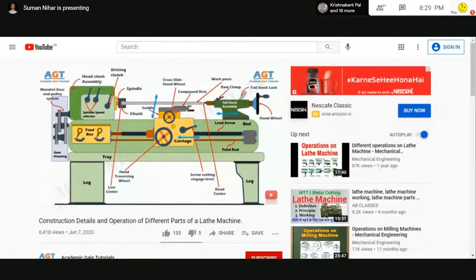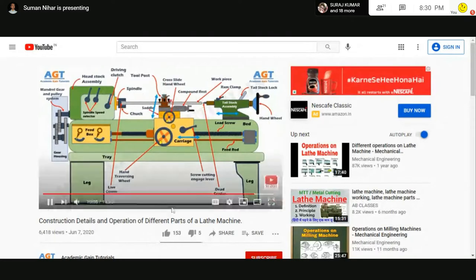Then, above the compound rest, the tool post is mounted. The tool post is an important part of carriage, which fits in a T-slot in the compound rest and holds the tool holder in place by the tool post screw. It is the topmost portion of the carriage and it is used to hold various cutting tools or tool holders. Generally, the single point cutting tool is mounted on this tool post.